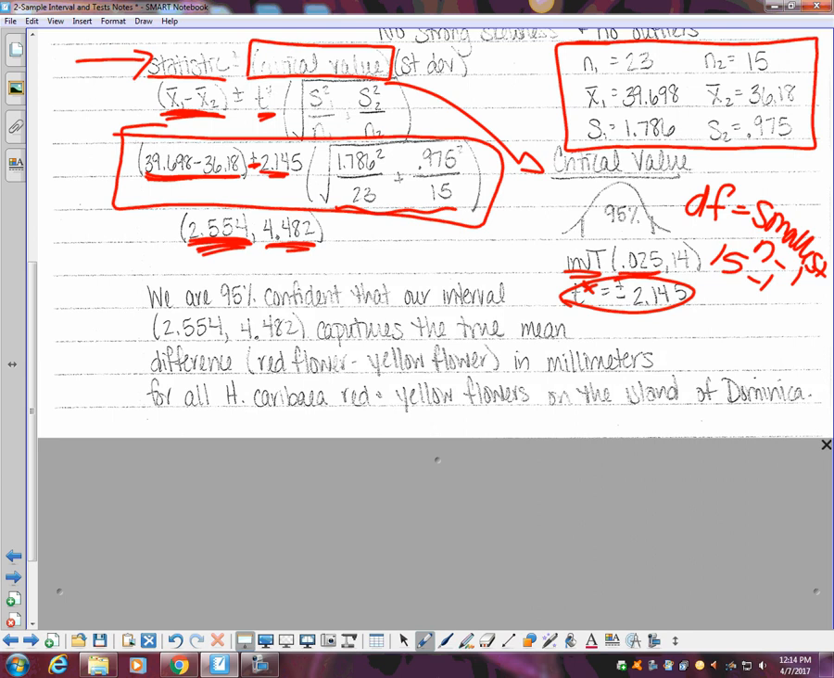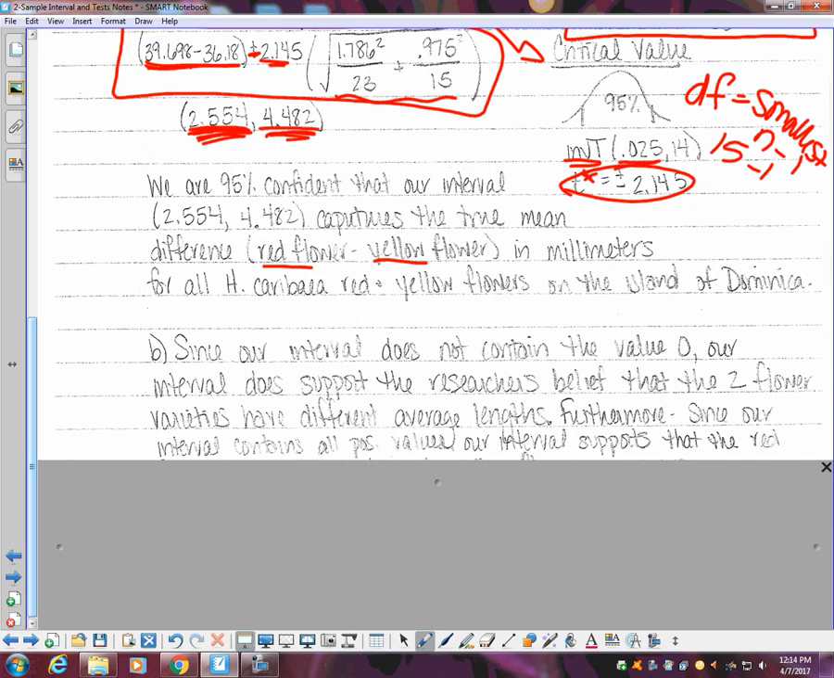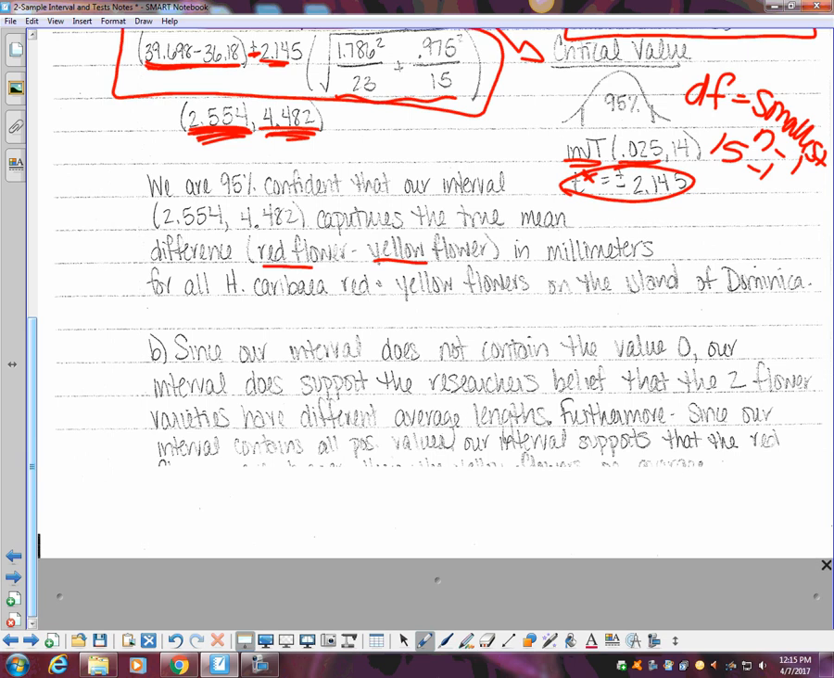Okay, now part B said, does the interval support the researcher's belief that the two flower varieties have different lengths? Well, our interval is all positive. So that means that when I did red minus yellow, red was bigger all the time. If I had gotten a 0, they would have been the same. And if I had gotten some negative numbers, that means that yellow is bigger sometimes. Since our interval does not contain the value 0 or negatives, our interval does support the researcher's belief that the two flower varieties have different average lengths. Furthermore, since our interval contains all positive values, our interval supports that the red flowers are longer on average.